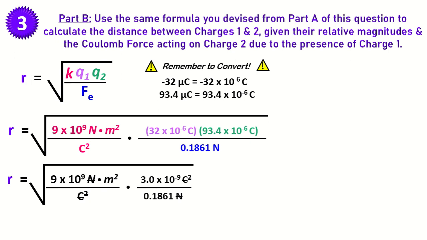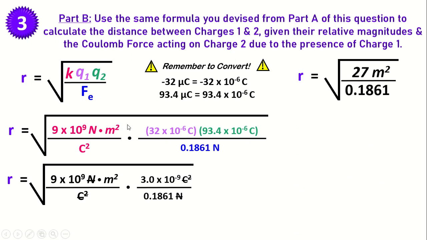Alright, so simplifying this a little bit more, 32 times 10 to the minus 6 coulombs by 93.4 times 10 to the minus 6 coulombs would yield 3.0 times 10 to the minus 9 coulombs squared. And as we can see, coulomb squared and coulomb squared will cancel each other out as they're both in the numerator and denominator of this problem. And the unit of newtons will cancel each other out as newtons is in both the numerator and denominator of this problem. So now we're left with meters squared, which is actually good because if we were to take the square root of meters squared, we would just get meters, and that's what r is measured in, so that's good.